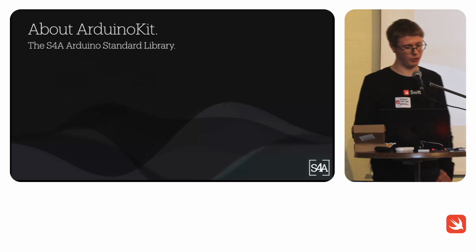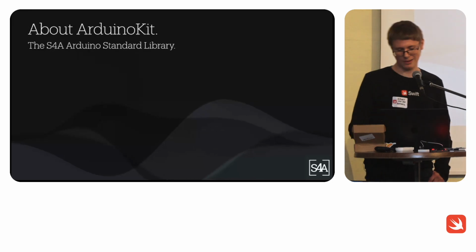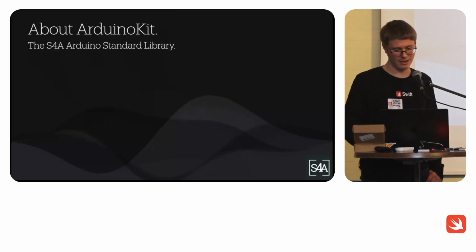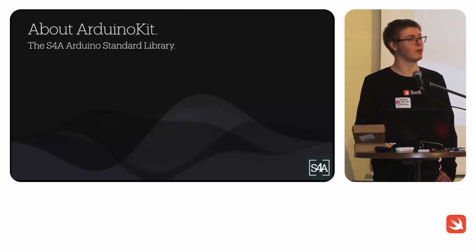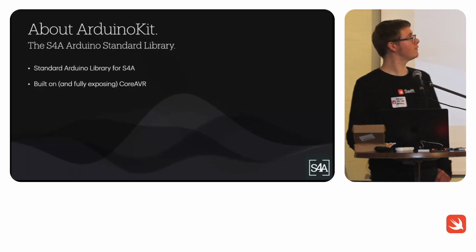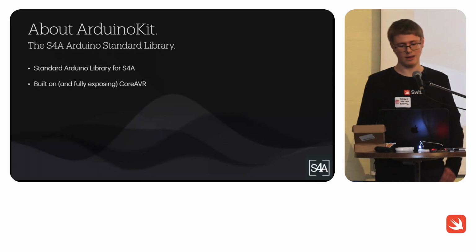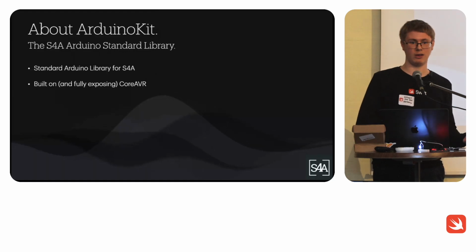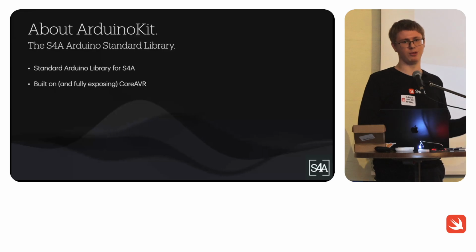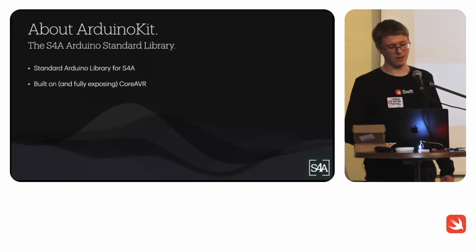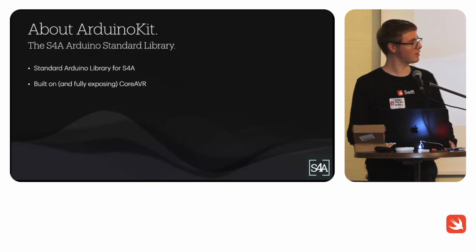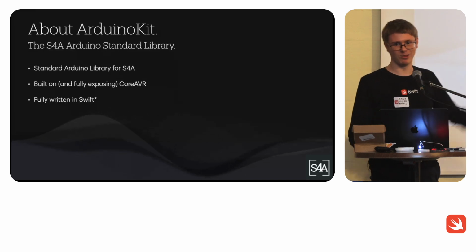Then the other thing, ArduinoKit, which is a bit of my child, is the Swift for Arduino standard library. It is built on and fully exposes CoreAVR, which means that if there's a feature within ArduinoKit that you want to use, or a feature you want that isn't in ArduinoKit, you can fall back to CoreAVR and do it yourself if you want. It is, once again, fully written in Swift. Don't look at the asterisk.